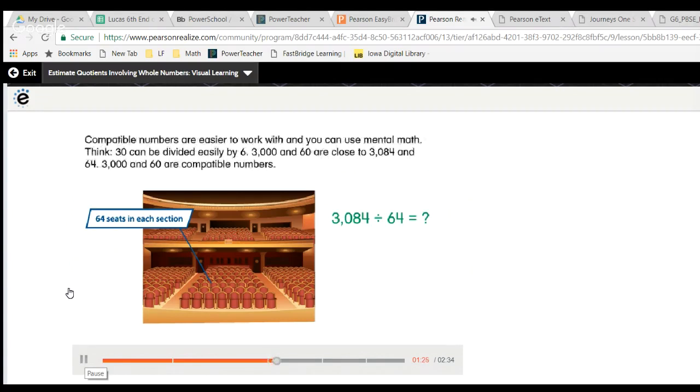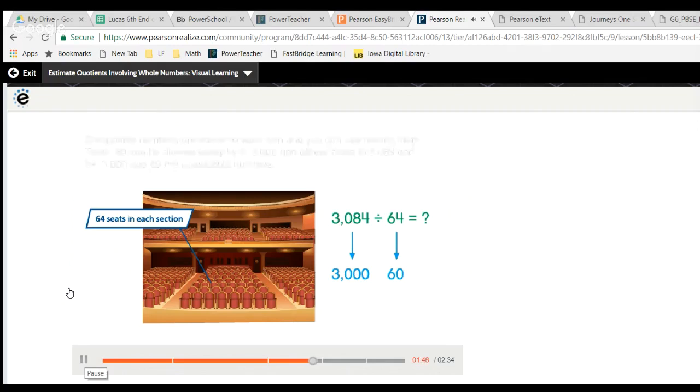Compatible numbers are easier to work with, and you can use mental math. Think 30 can be divided easily by 6. 3,060 are close to 3,084 and 64. 3,060 are compatible numbers. How do you decide which numbers to use when estimating?